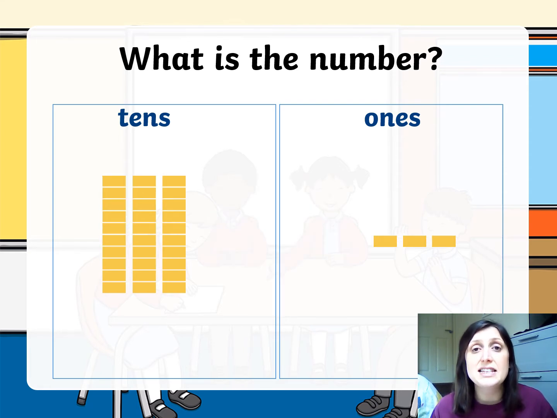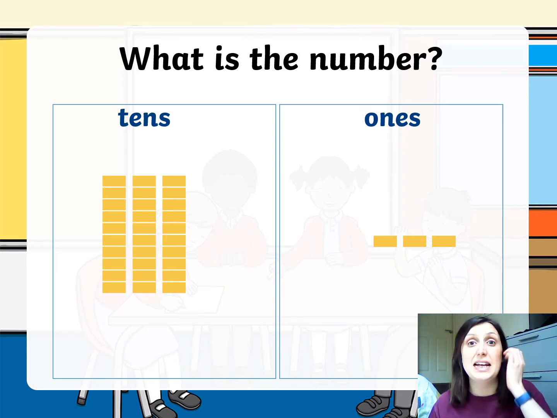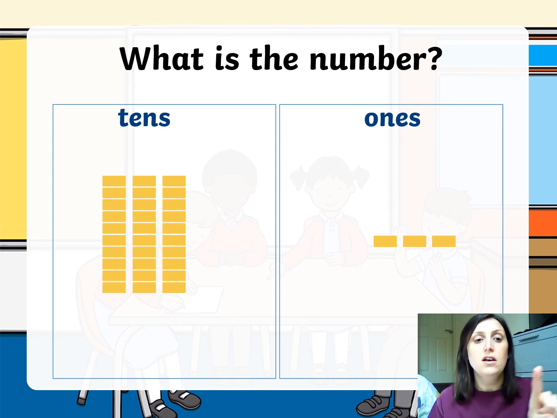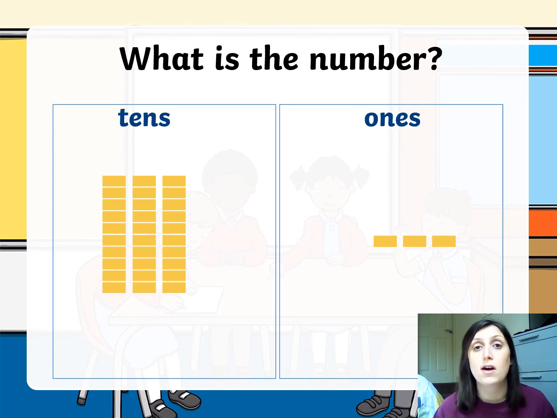So what is the number? Look at how many tens you've got. Remember to count in tens. If you count them all individually, it will take ages. So you can go 10, 20, and count in tens like that. Again, I'm going to wait for 20 seconds while you write that down. You don't need to pause the video. I'm going to count to 20.